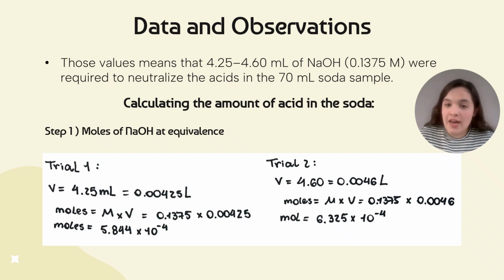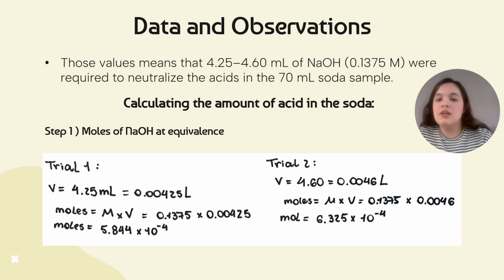So those values that I showed you on the graphs mean that 4.25 to 4.60 milliliters of sodium hydroxide were required to neutralize the acids in the 7 milliliter soda sample. And using all of those values and the relationship of the equivalence point, the neutralization point, that the moles of the sodium hydroxide are equal to the moles of the acid, we can calculate the amount of acid in the soda.